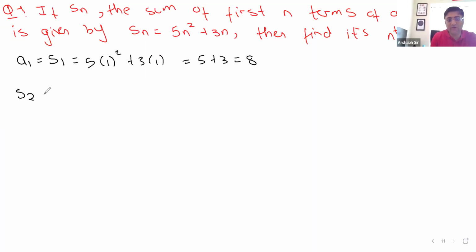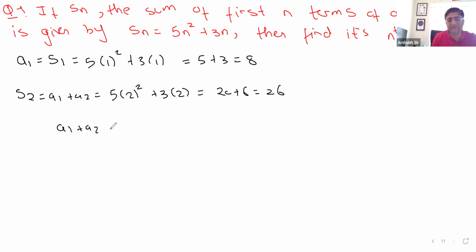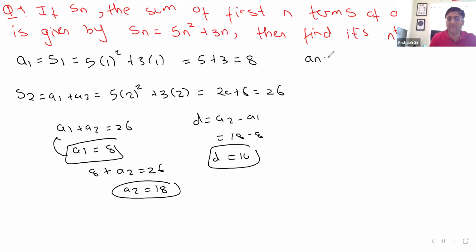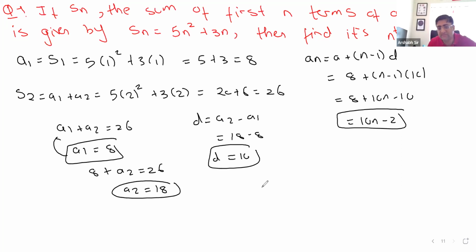Now look, what will S2 be? First term plus second term. So S2 will be 5 times 2 square plus 3 into 2, that is 20 plus 6, that is 26. Now first term plus second term is 26 and the first term is 8, so substitute 8 here: 8 plus second term is 26, so second term is 18. So what will the common difference be? Second term minus first term, 18 minus 8, that is 10. Now you have a and d, so what will the nth term be? a plus n minus 1 d, so a is 8 plus n minus 1 times 10, that is 8 plus 10n minus 10, that is 10n minus 2. Did you all understand this method, yes or no?